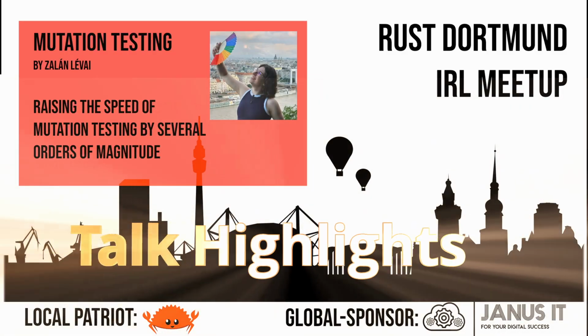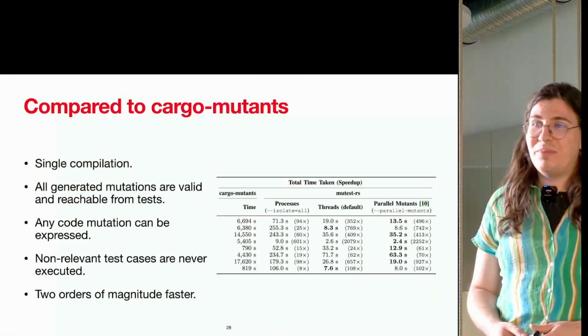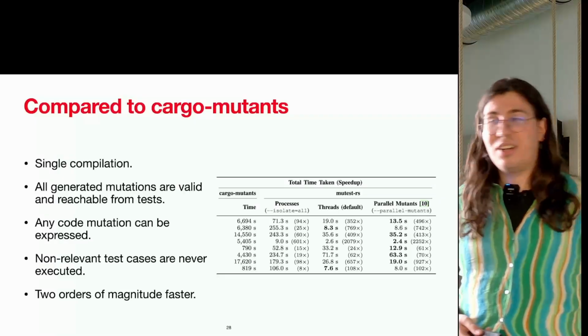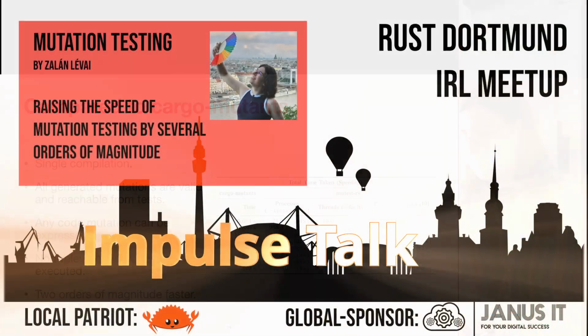We end up being 2 orders of magnitude faster across basically everything. So you can expect something that takes 5 hours in cargo-mutants to take 18 seconds with mutest-rs.